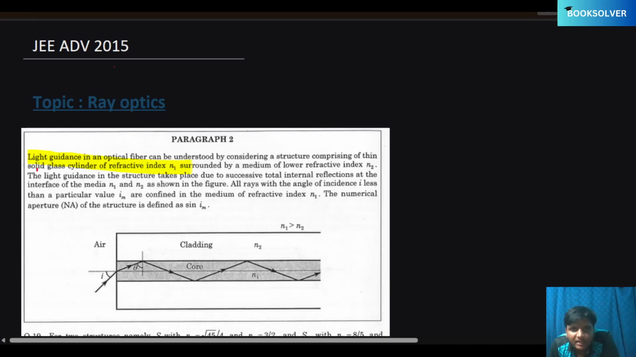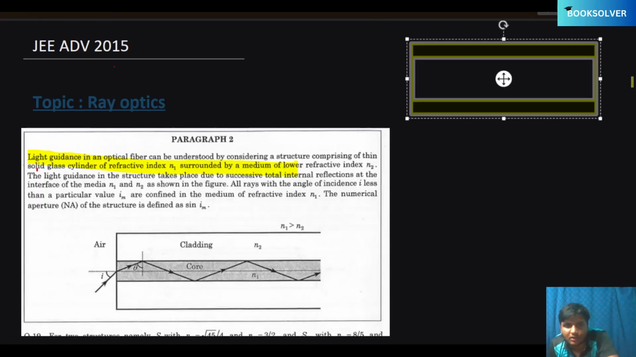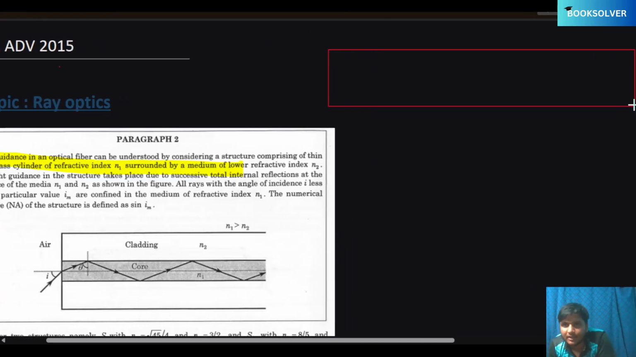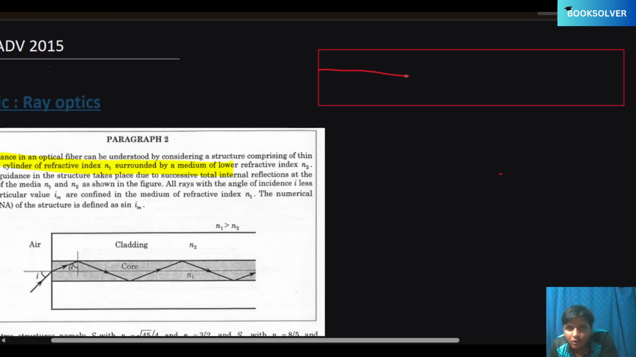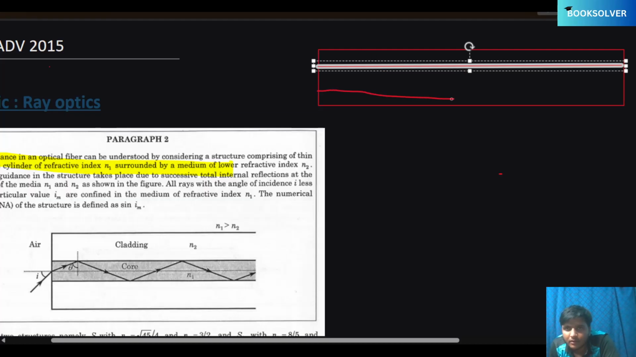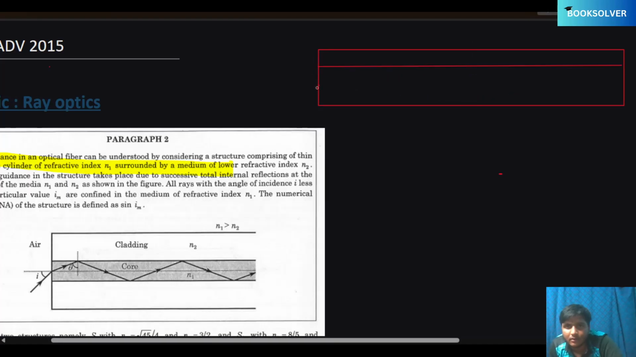So they're given a light guide. Basically, they have described the optical fiber that I'll describe to you in short. Let's suppose this is our optical fiber here. There are basically two parts, one is called the core and one is called the cladding. Let's suppose this inner part is called the core and the outer part is called the cladding here.